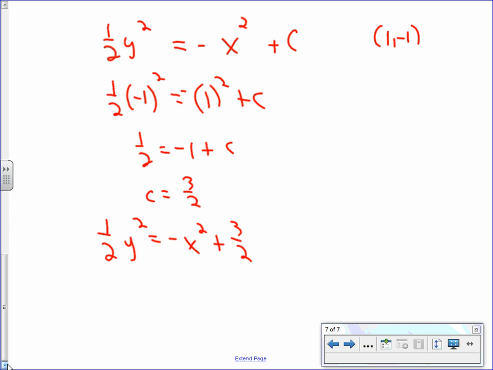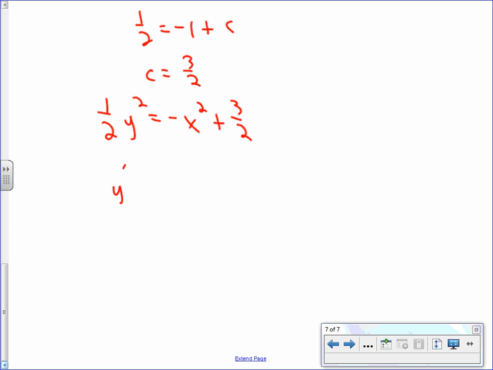Okay? Good? Okay, so your last bit, your last point, or sometimes two, is for them getting it into y equals formula. So multiply both sides by 2. And then what do I have to do? And what do you have to remember to put?